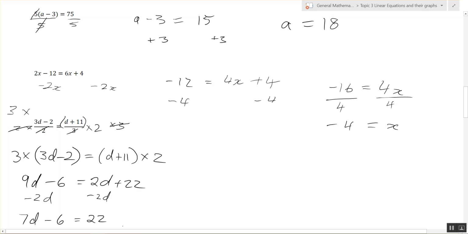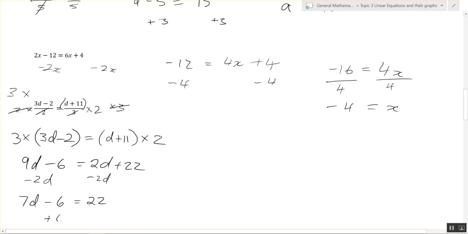Everyone understand that? And now what do I do with this negative 6? Plus 6. So we're left with 7d equals 28. And what do I do with the 7? Yep. So the 7s cancel out and we're left with d by itself equals 4.